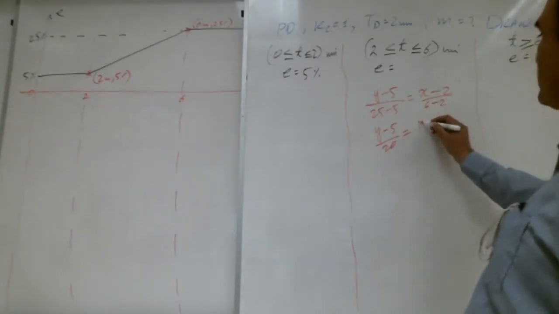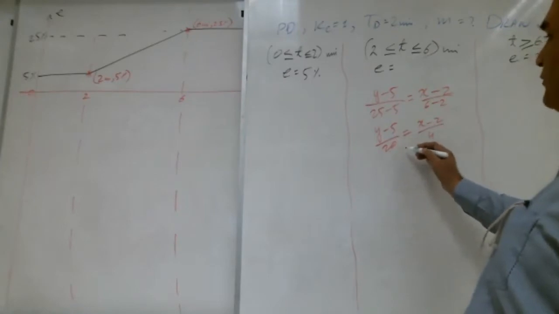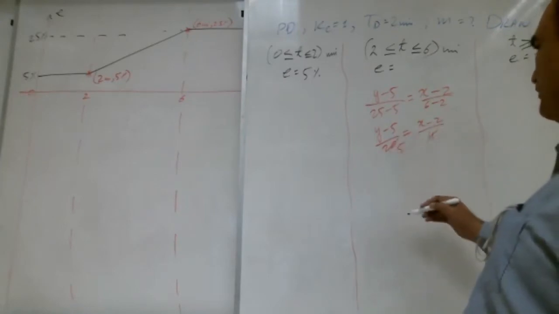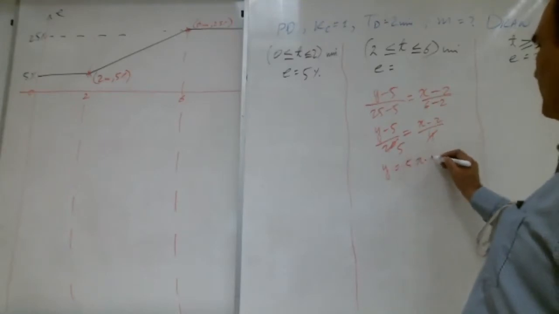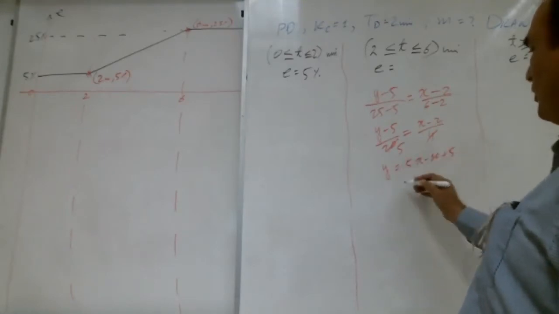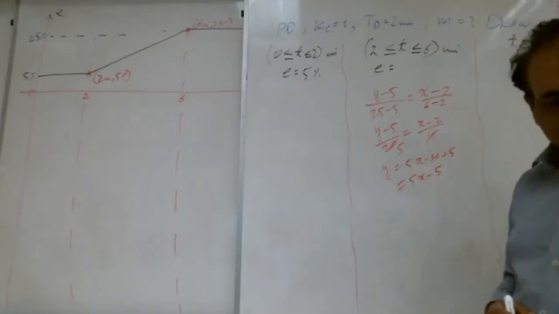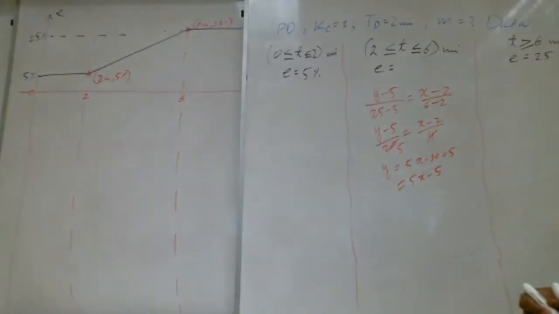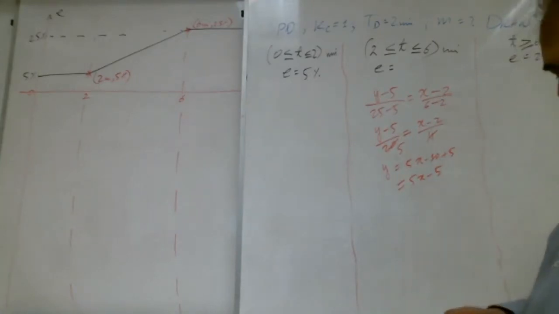So x minus 2 over 4, y minus 5 over 20. So 4 into 5, right? So y is equal to 5x minus 10 plus 5. How much? 5x minus 5. You are with me? That's good. A lot of brothers are typing yes.